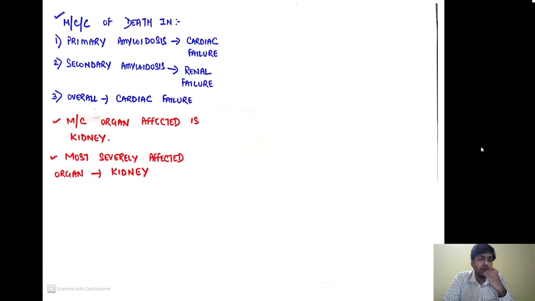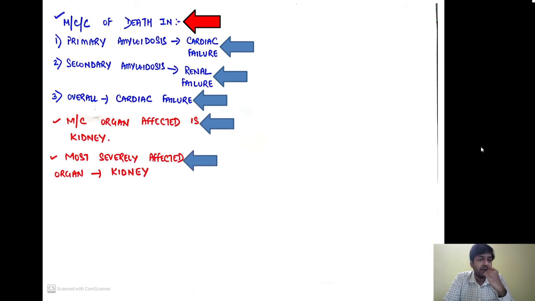So remember a few important points, that the most common cause of death in primary amyloidosis is cardiac failure. In secondary amyloidosis it is renal failure, and overall the most common cause of death is cardiac failure. So the most common organ involved is the kidney, and the most severely affected organ is also the kidney.